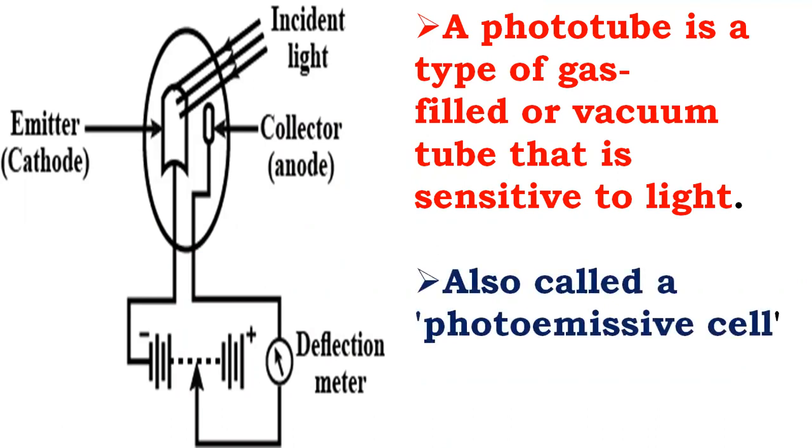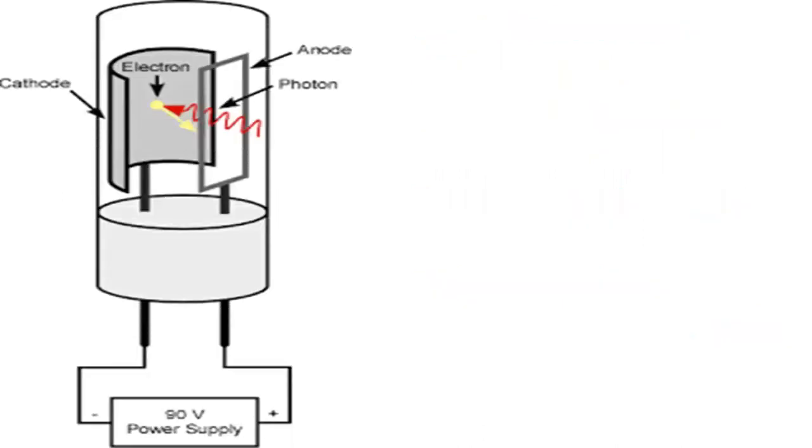Phototubes were previously more widely used but are now replaced in many applications by solid-state photodetectors. The photomultiplier tube is one of the most sensitive light detectors and is still widely used in physics research. This is the photoemissive tube.